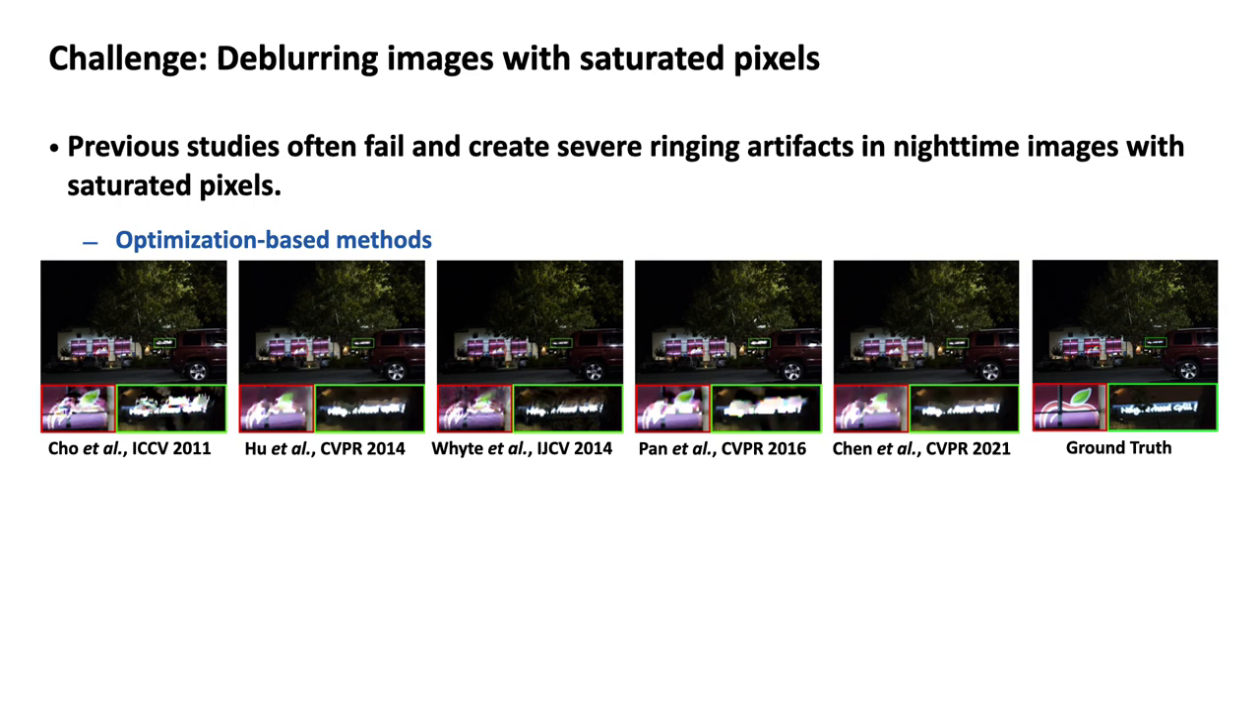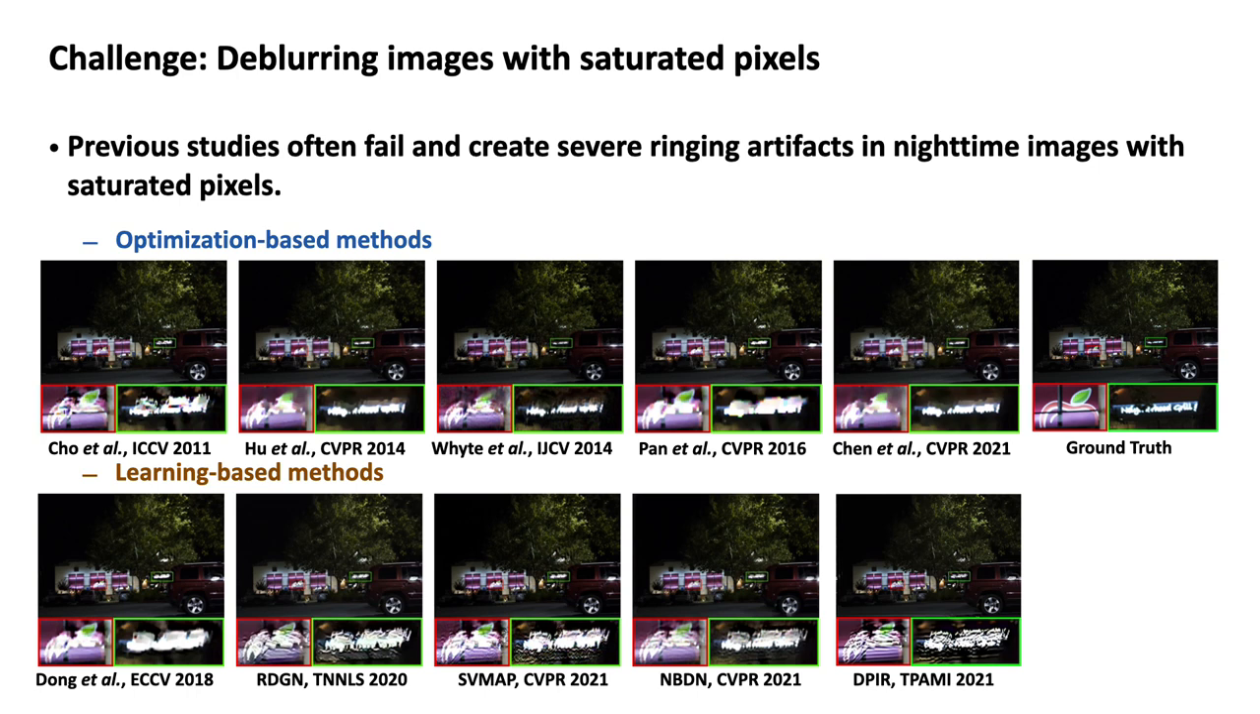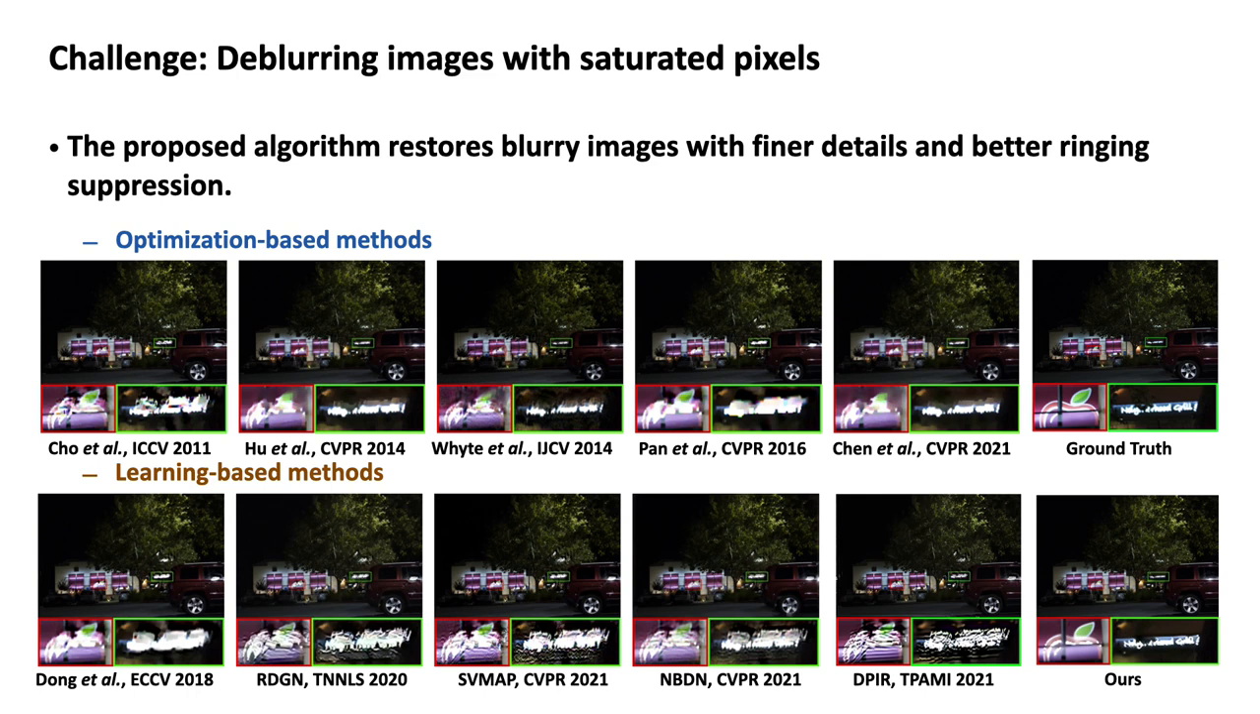On the contrary, state-of-the-art learning-based methods do not seem robust in datasets with highly exposed saturated pixels, and even generate severe artifacts in both saturation and non-saturation regions. Compared with previous studies, our method not only preserves image details with the deblurring prior, but also generates fewer artifacts due to the proposed saturated pixel handling schemes.